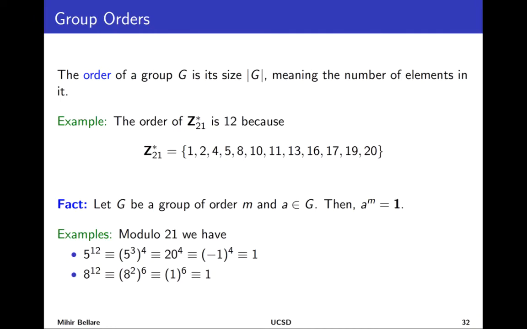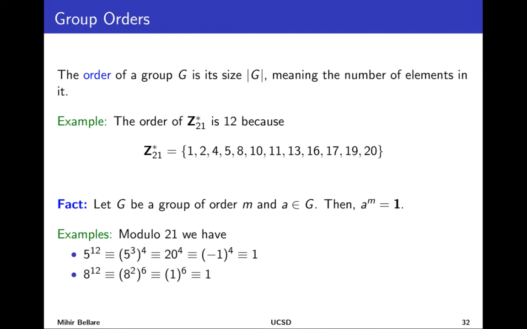There's a bunch of very general facts in group theory that we'll appeal to over and over again. And one of the most basic is this one over here. So suppose we have any group. Well, it has some order. Let's say the group is finite, so this order is some integer m. For example, G could be Z star 21, in which case m is 12.